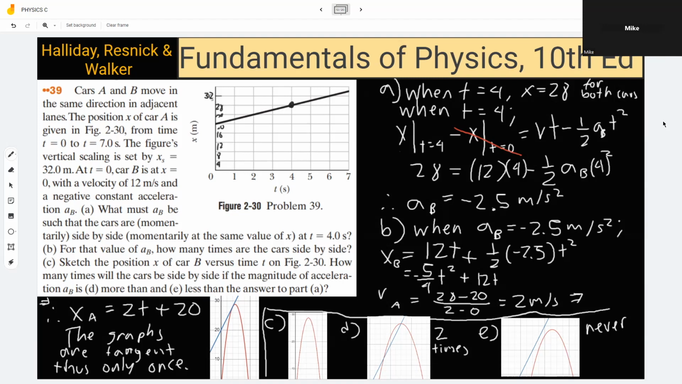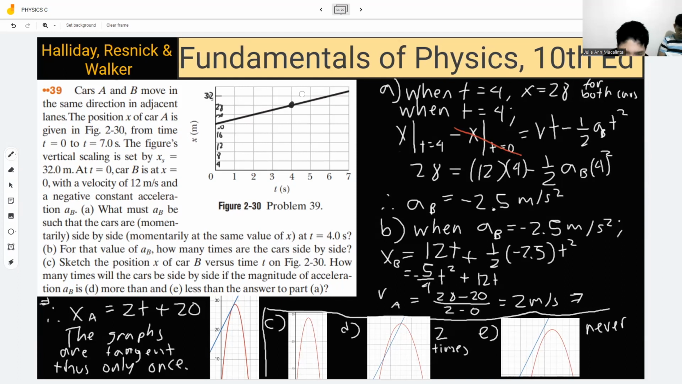Yung problem statement, cars A and B move in the same direction in adjacent lanes. The position of car A is given in figure 2-30. Tapos, what must A sub B be such that the cars are momentarily side by side at T equals 4.0 seconds? Ganito. Ginawa mo ba yung X versus T for A?